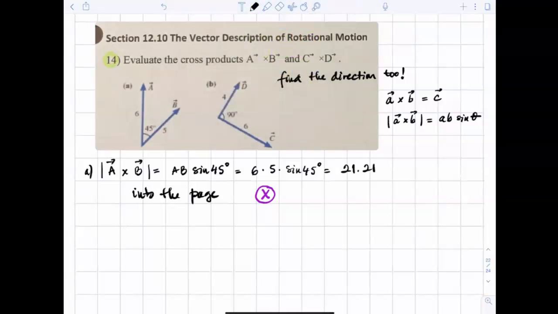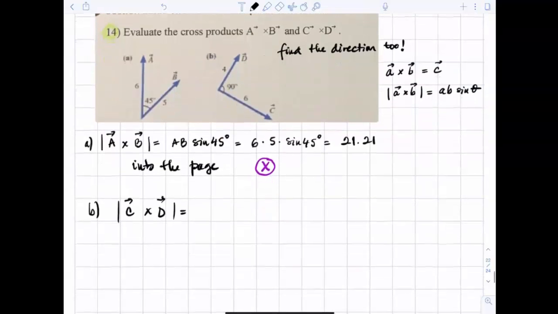All right, so part B. This time we have a product between C and D. Again, it's a cross product, and again, they ask you to evaluate. That means it's going to be the absolute value of it. What do we have here? 6 times 4, and then you have a sine of 90. This one makes it very easy, right? Sine of 90 is 1, so here it's 24.